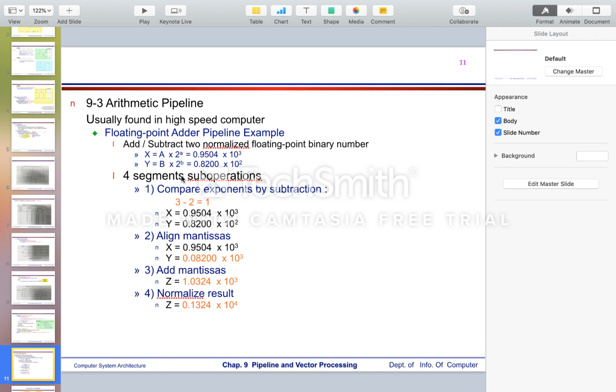The first segment is compare the exponents. Second segment is align mantissas. Third is add. Let's consider it for add only right now. So add mantissas, and then the last one is normalize mantissas, or normalize whatever is the result after addition.